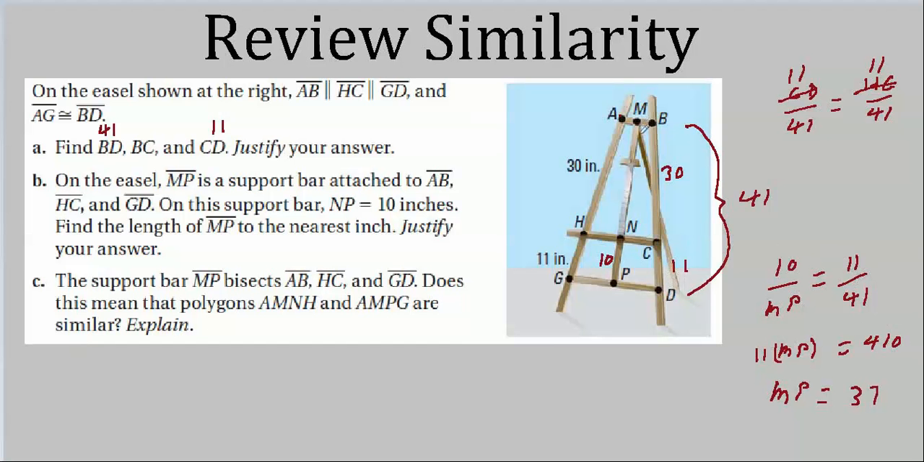Now that means that this length here is 27. That's MN equals 27. They didn't ask you for this length. They asked for the whole. But in your book, it may list the answer here as 27. That's wrong. It's 37.